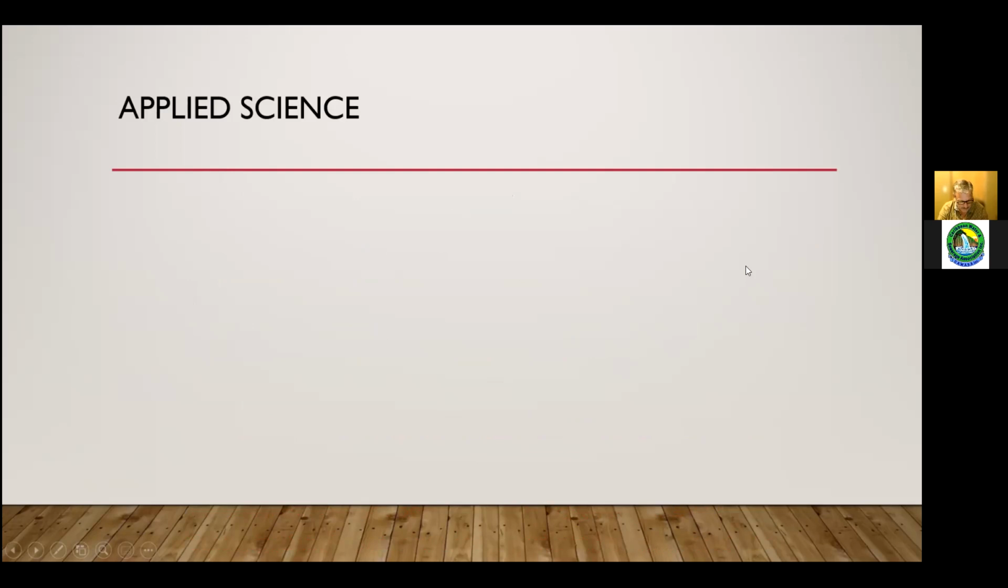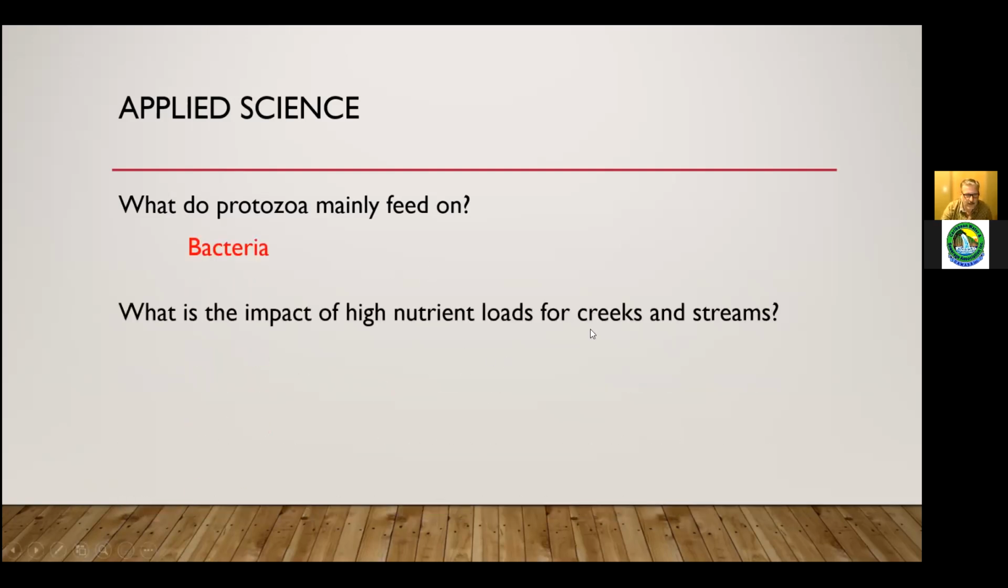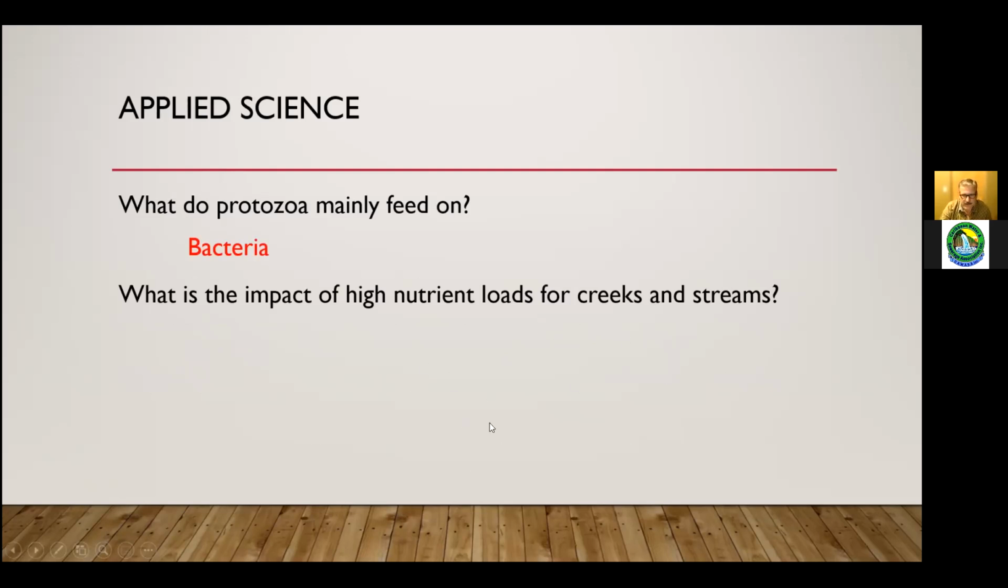I'm going to switch out of safety and touch on a few questions from applied sciences. What do protozoa mainly feed on? That's correct, bacteria. And what is the impact of high nutrient loads on creeks and streams? Eutrophication. That's right, it consumes oxygen, which kills fish. Eutrophication, they're all correct answers.